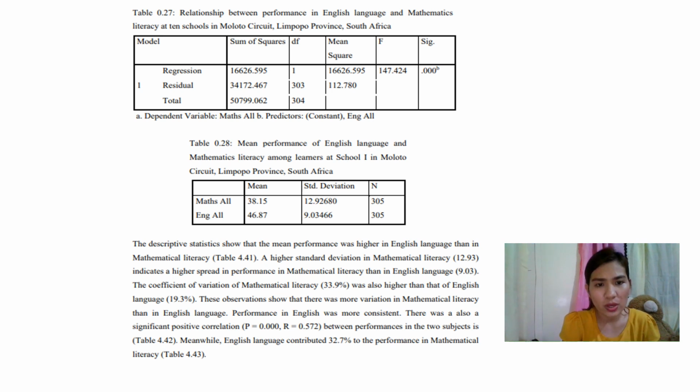There was also a significant positive correlation between performances in the two subjects, as shown in Table 4.42. Meanwhile, English language contributed 32.7% to the performance in mathematical literacy, as shown in Table 4.43.